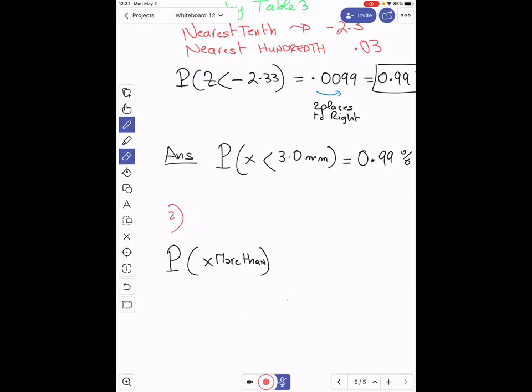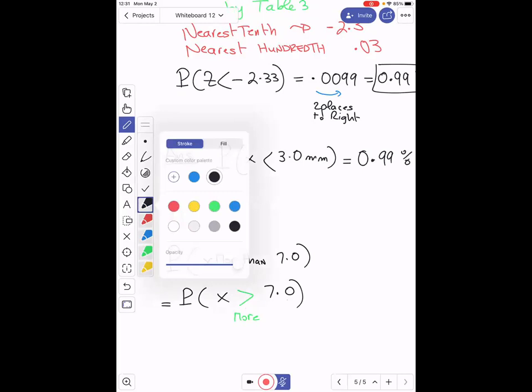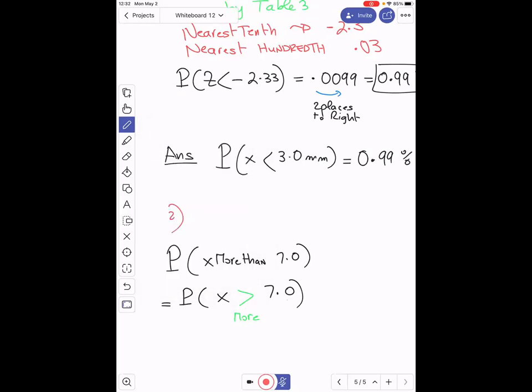Now, the symbol for more than, that will be this. So this is X more than, larger than, or greater than 7.0. Okay. But first, as a first step, always, you convert X to Z. That's always the first step.